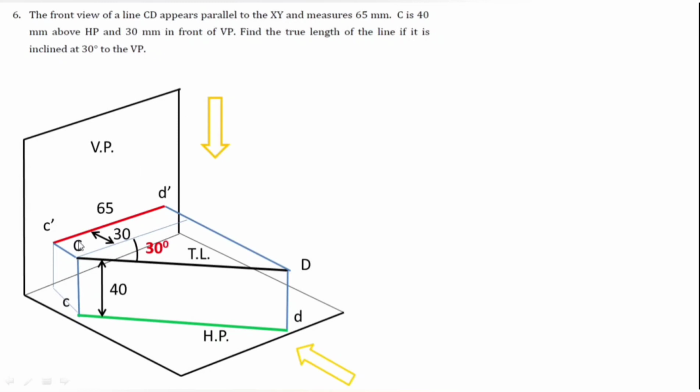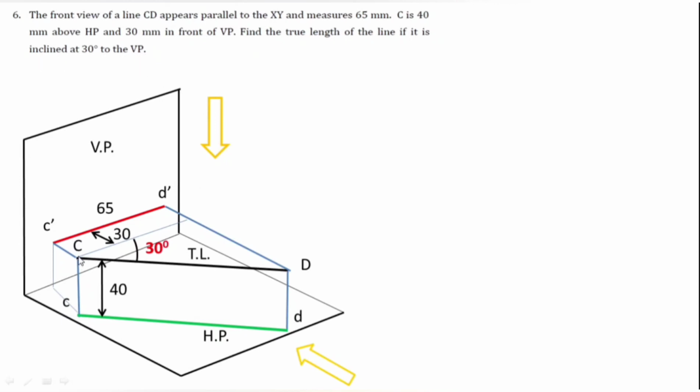Now, problem number 6 is saying the front view of line CD appears parallel to XY. So the front view is parallel to my XY line. So we get the first data, front view length C dash D dash. This red line we already know, 65 mm. And point C is 40 mm above HP, and C is 30 mm in front of VP also, and we need to find the true length of line when it is inclined at 30 degree to VP.